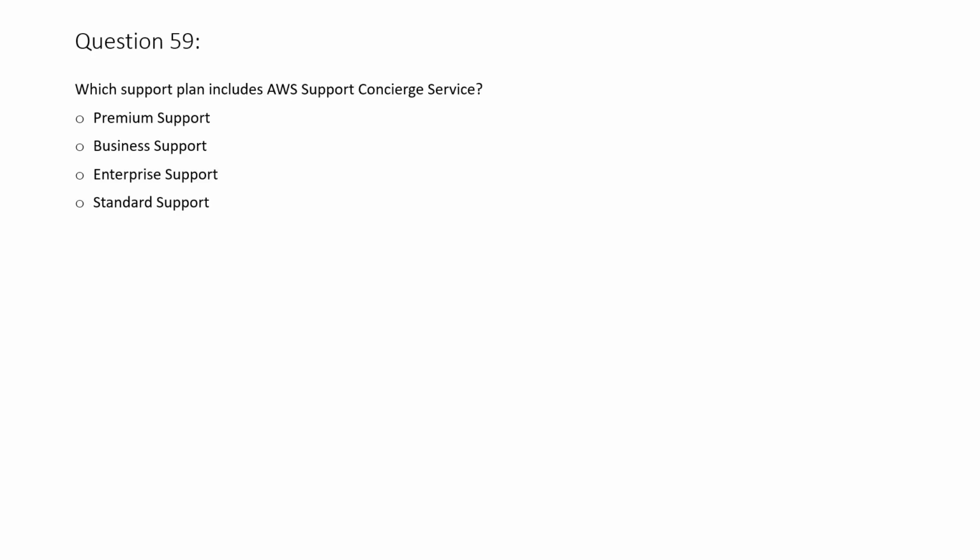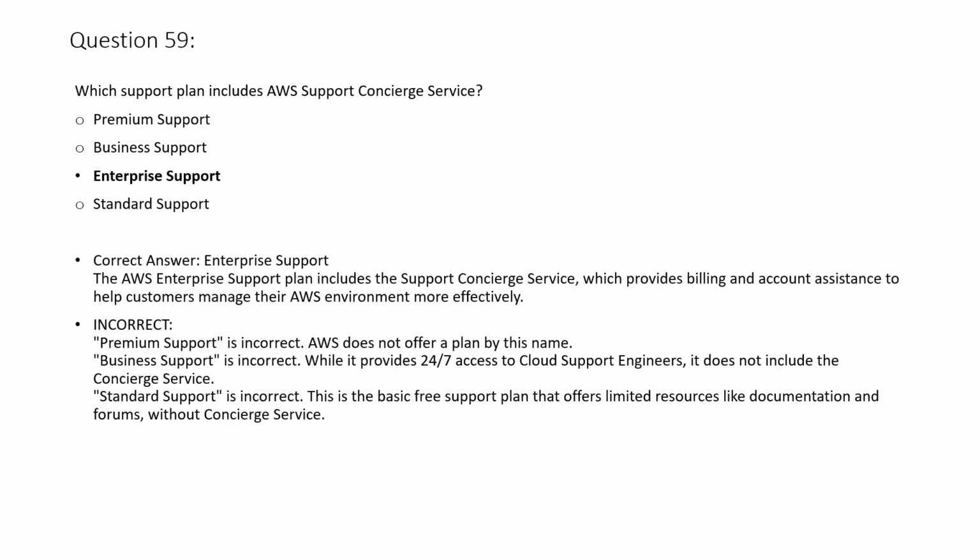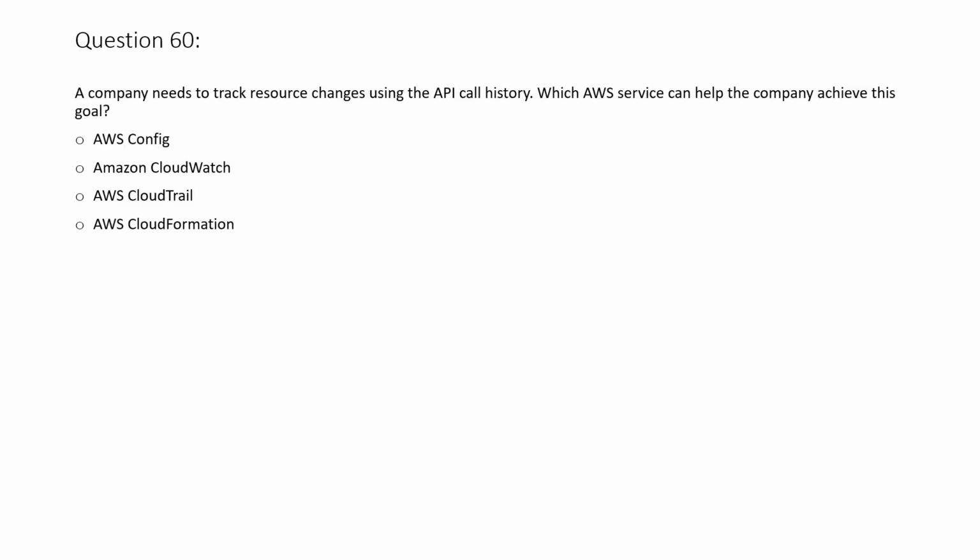Question number 59. Which support plan includes AWS Concierge services? The options are premium support, business support, enterprise support, and standard support. The correct answer is enterprise support, which will provide the Concierge support team.